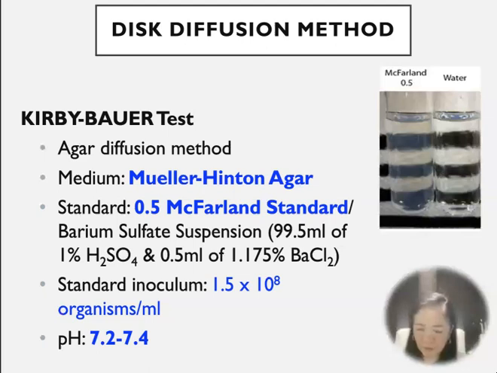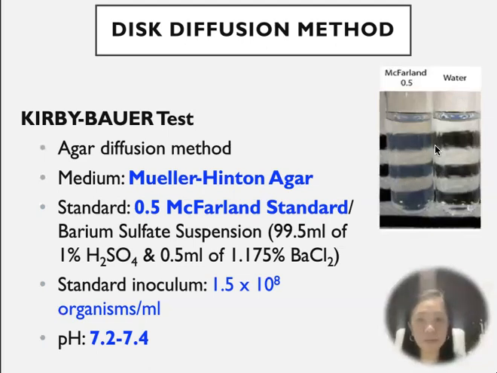Right? 150 million, correct? So, 150 million. The standard 0.5 McFarland is similar to an actual bacterial solution containing 1.5 times 10 to the 8th, or 150 million bacteria per ml. So when we prepare it, like in the picture, they look almost the same, right?